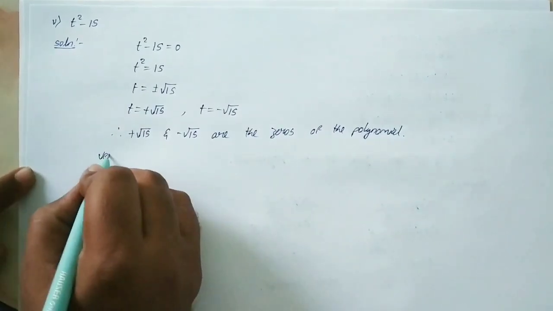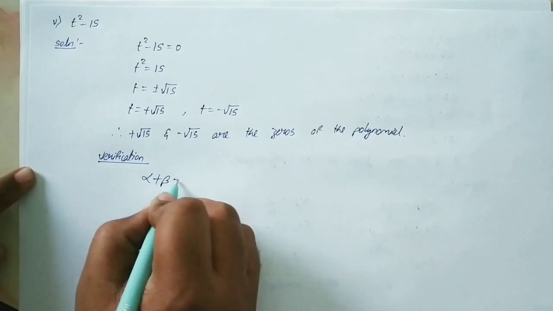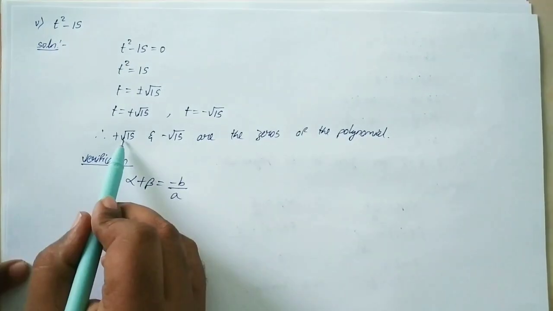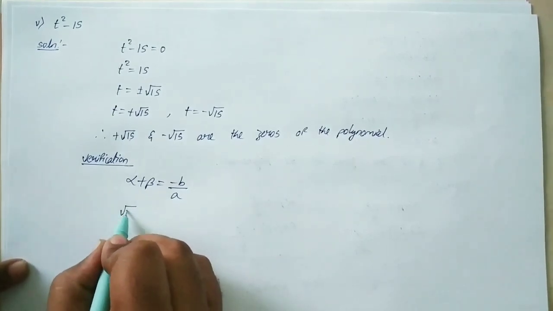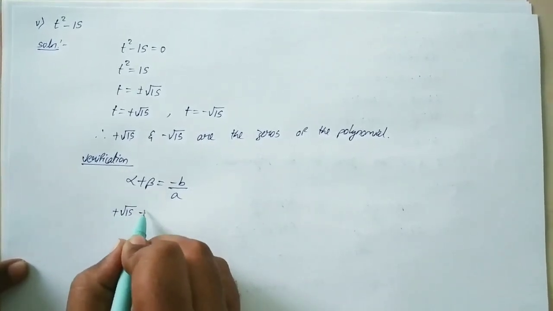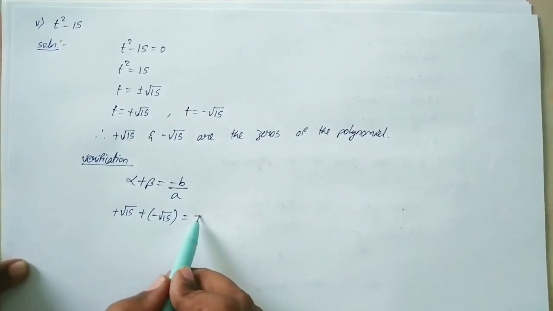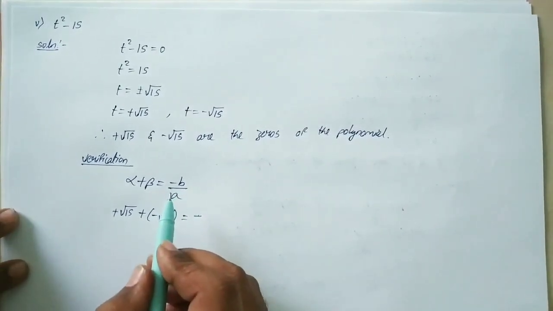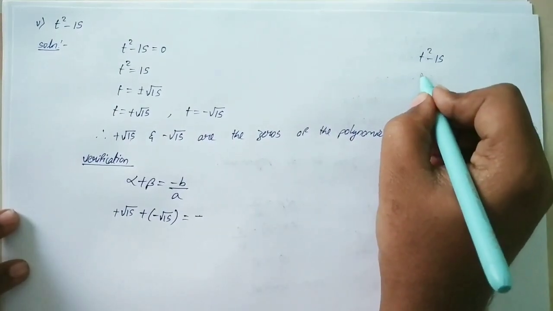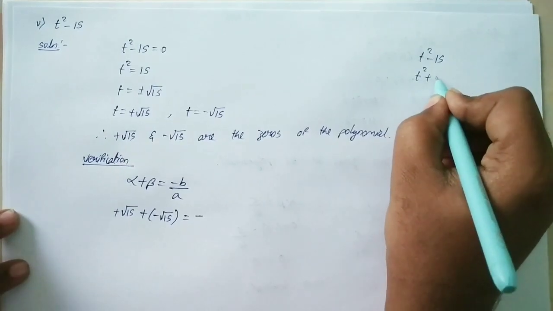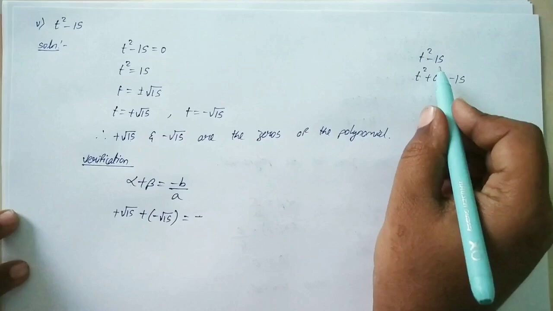So now we have to verify this one, verification. First we have to verify the sum of zeros. What is the sum of zeros formula? Alpha plus beta is equal to minus b by a, with alpha as plus root 15 and beta as minus root 15. So in place of alpha I will write plus root 15 and in place of beta I will write minus root 15, is equal to minus, as it is. So b, what is the value of b here? The question is t square minus 15, right? So I will write it as t square plus 0 into t minus 15, right? So 0 into t is nothing but 0 itself.